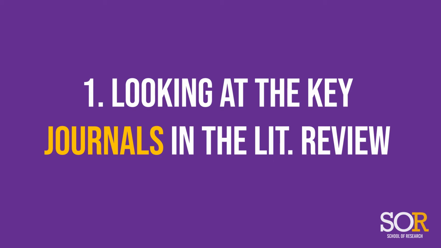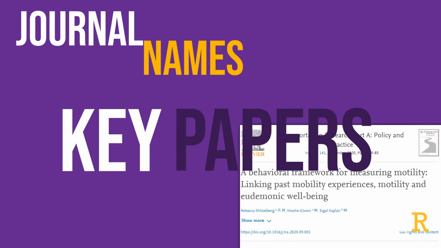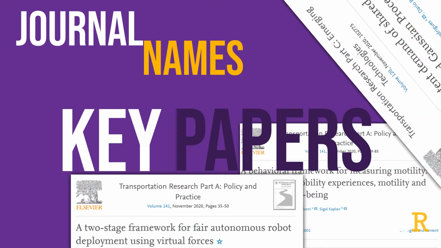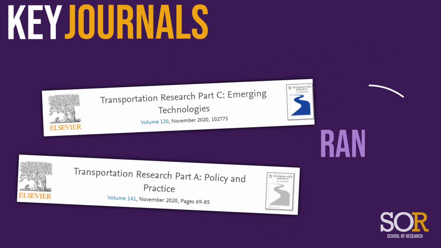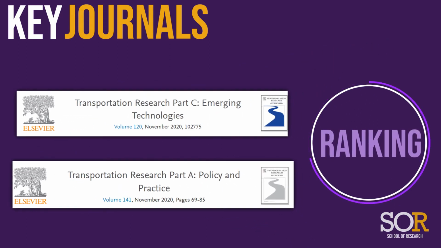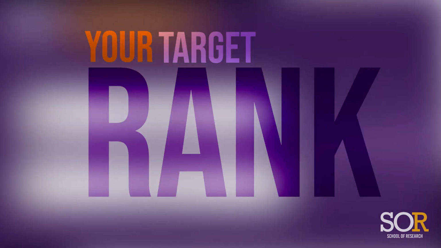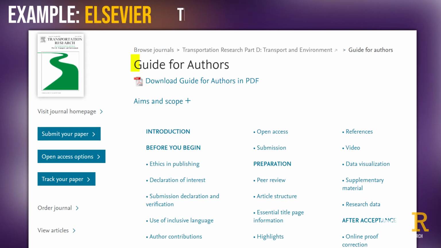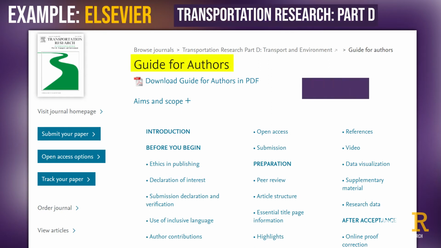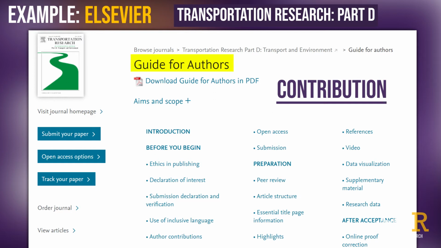When writing your literature review, you should take note of the journal names of your key papers that form your literature review. It would be very likely that there will be 2 to 4 journals that your literature comes from. Once you have narrowed down these key journals, you need to figure out the ranking of each journal. The journal you would like to send your academic paper to would depend on the rank you are targeting. It is then advised to go to the journal website and go to the page Guide for Authors to figure out if your contribution is large enough for this journal.